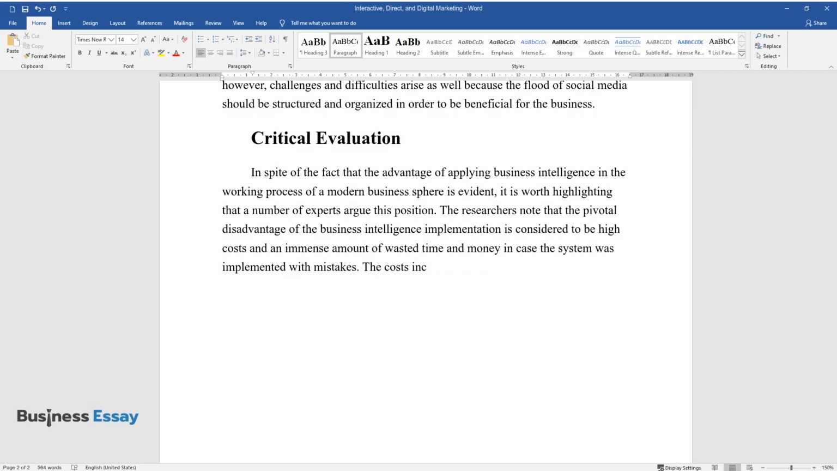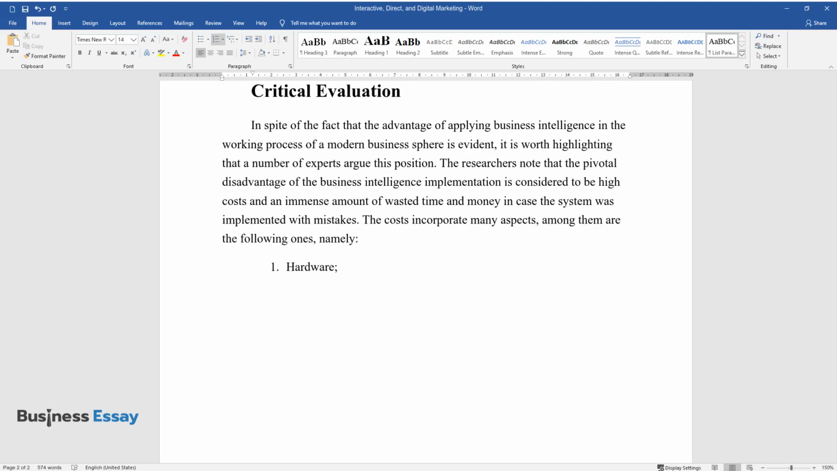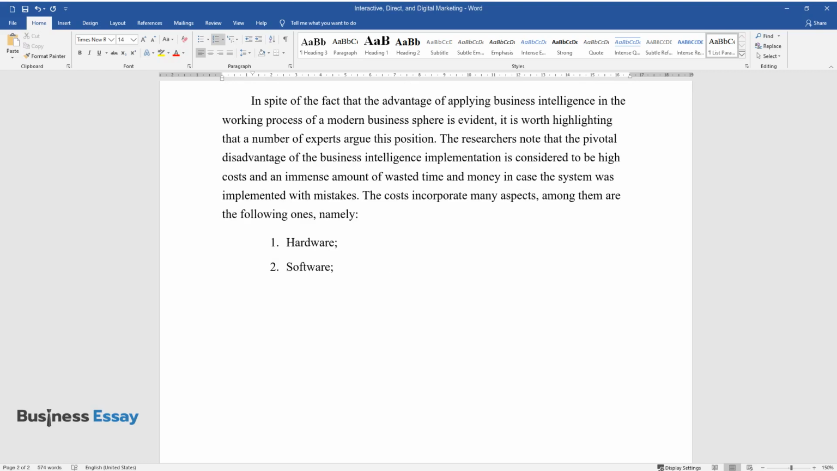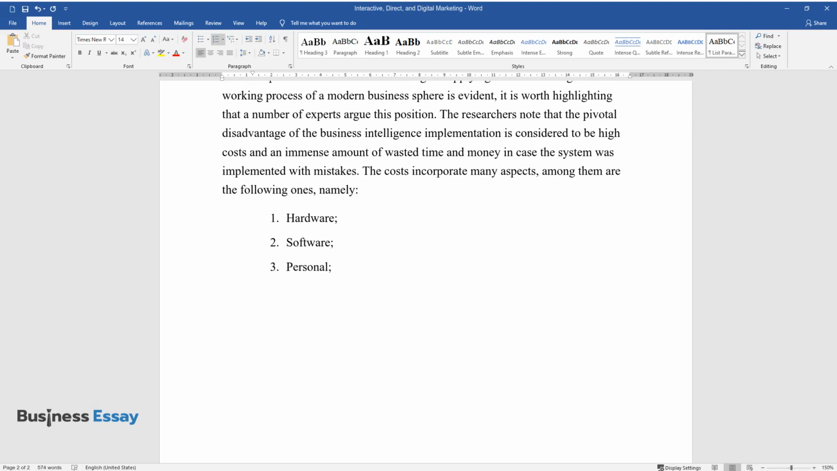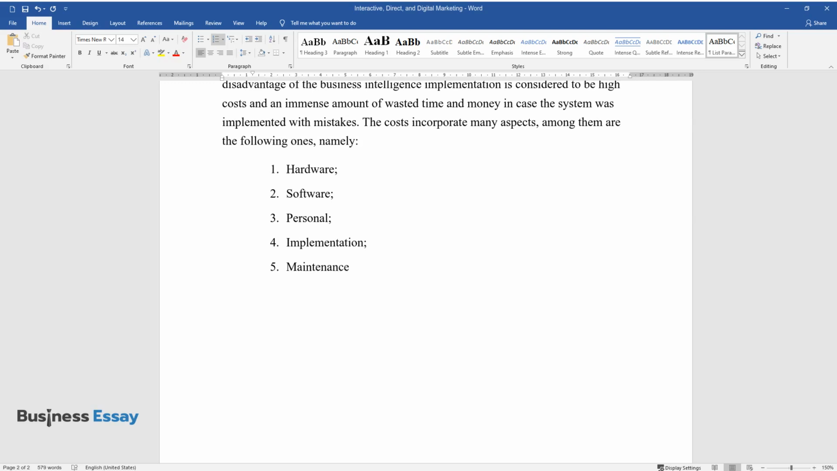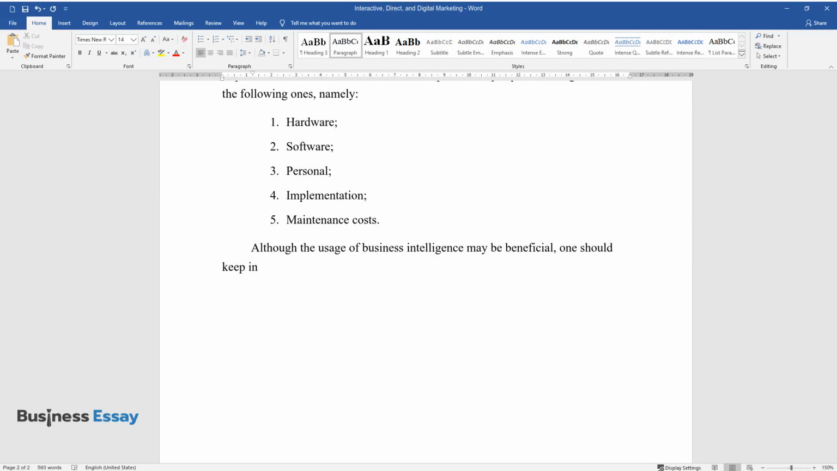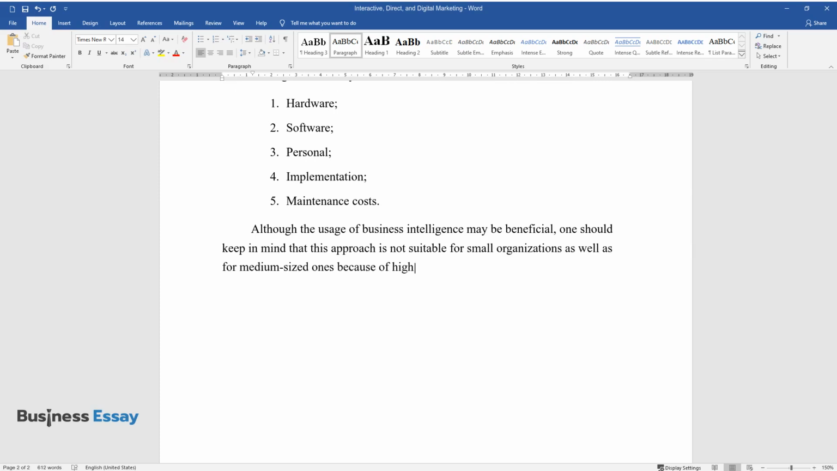The costs incorporate many aspects, among them are the following ones, namely: hardware, software, personnel, implementation, maintenance costs. Although the usage of business intelligence may be beneficial, one should keep in mind that this approach is not suitable for small organizations as well as for medium-sized ones because of high expenses.